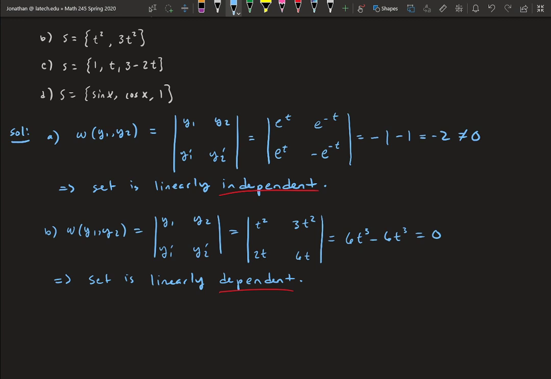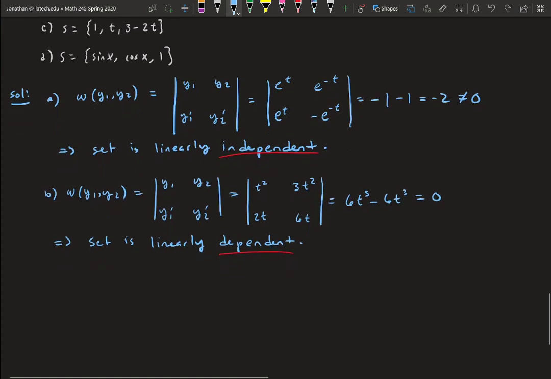So just notice, I can rewrite 3t squared as 3 times t squared. So they are not independent. I can write one of the functions as a combination of the other function in terms of the other function. So they're not fundamentally different functions. They're like the same function. They're just like a constant multiple away from each other, or a combination of the other. So let's look at part C.